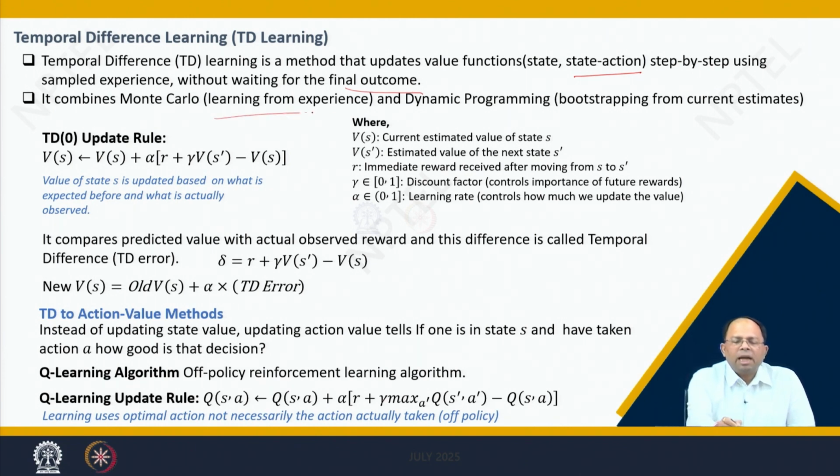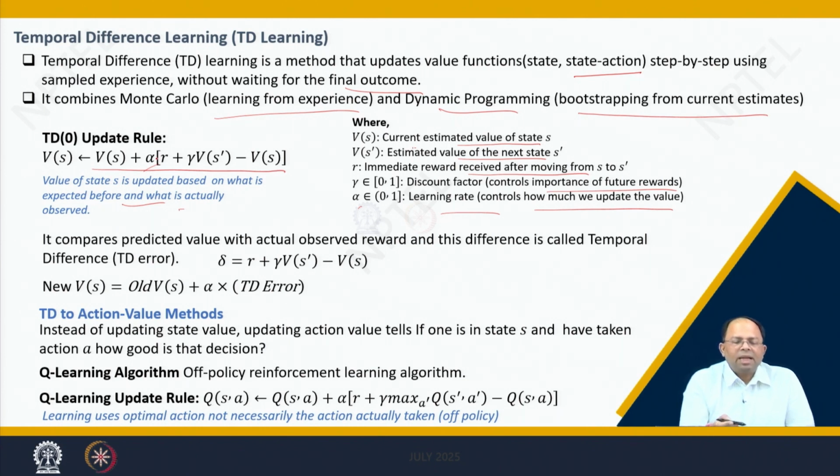It combines Monte Carlo learning from experience and dynamic programming, that is bootstrapping from current estimates. Using dynamic programming, it can estimate those future values. Over here you can see the update rule, which states that the value of state S is updated based on what is expected before and what is actually observed. V(S) is the current estimated value of state S, V(S') is the estimated value of the next state S', R is the immediate reward received after moving from S to S', gamma is the discount factor which controls the importance of the rewards, and alpha is the learning rate which controls how much we update the particular value. So how much it is updated is based on what was expected before and what is actually observed, and based on that we keep updating the value.